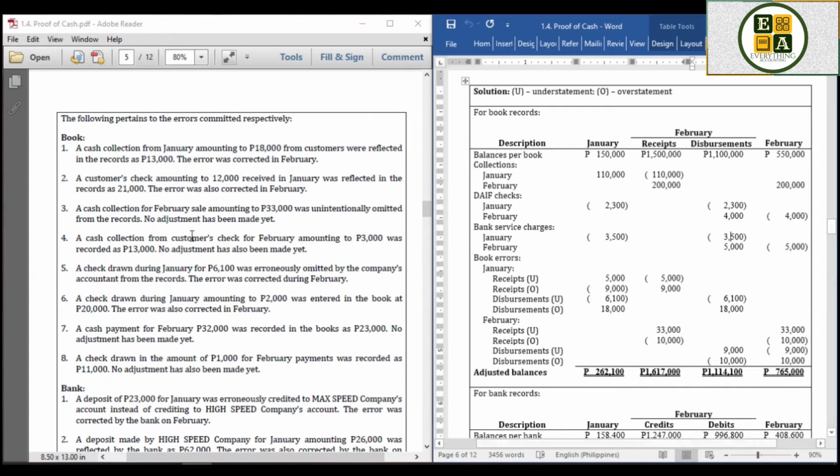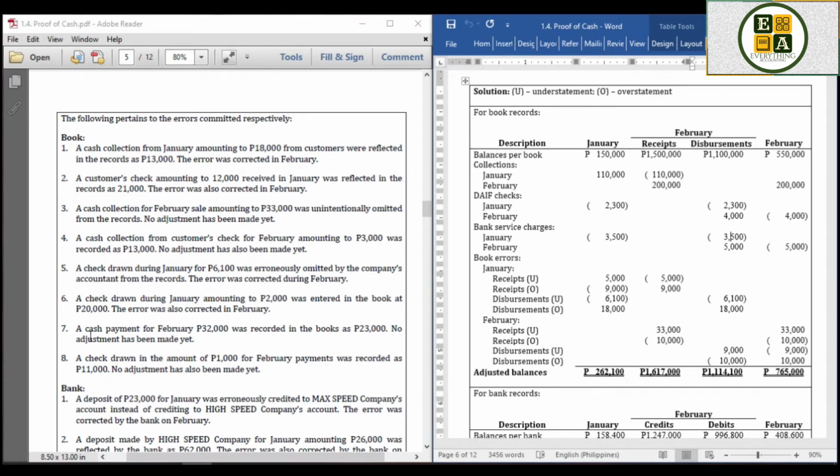Okay? The next, a check drawn during January amounting to 2,000 was entered into the book as 20,000. The error was also corrected in February. Okay. So, 2,000 lang dapat yung meron. Pero yung na-record natin, 20,000. So, for January, dapat mag-correct tayo ng 18,000 as an addition. But since na-correct natin siya as a deduction dito sa disbursement, kailangan mag-add tayo ulit ng 18,000. Okay? So, I hope nahabol ko yung explanation sa disbursement for January.